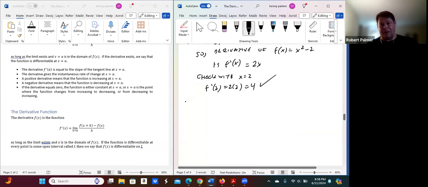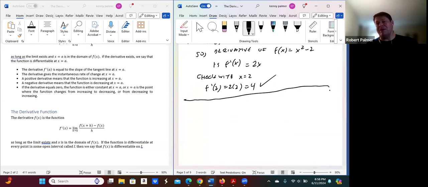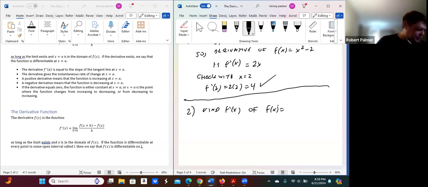Okay, now let's wrap up with a couple more examples doing a similar thing. We won't do as much with all these, but let's do a couple more different cases. Now, once again, I want to find f prime of x of this function. f of x is equal to the square root of x plus 10.